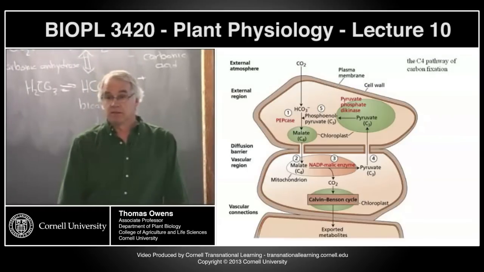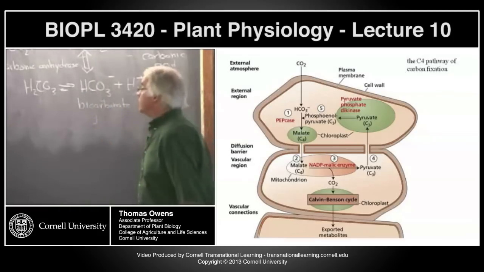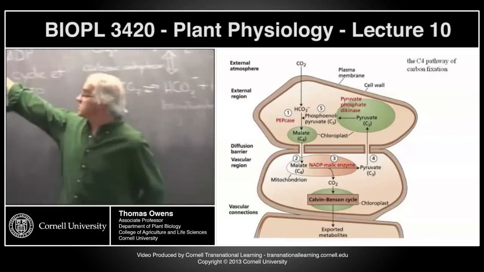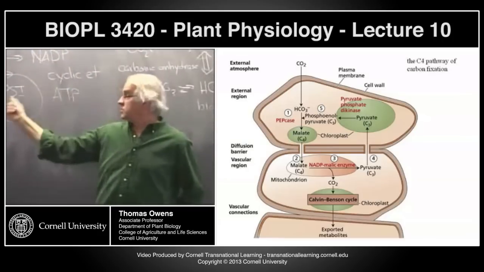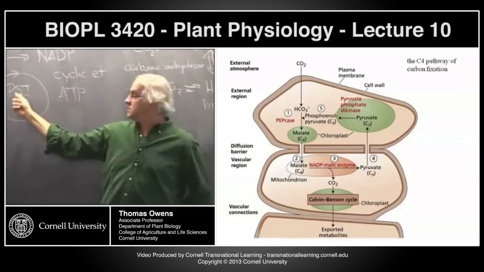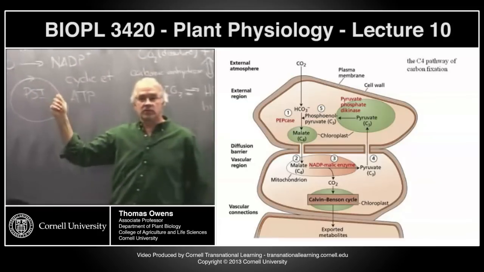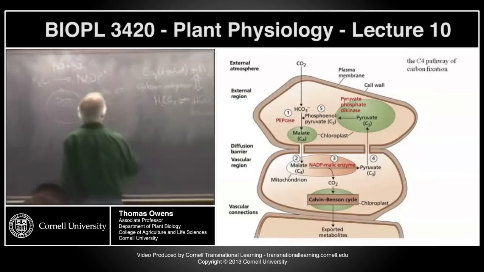Yes? For photosystem 2, you were talking about how the electrons are cycling through. Where do the electrons come from? For photosystem 2? Photosystem 1? Yeah, for the cyclic electron flow? Okay, so I'll take a second to talk about that.